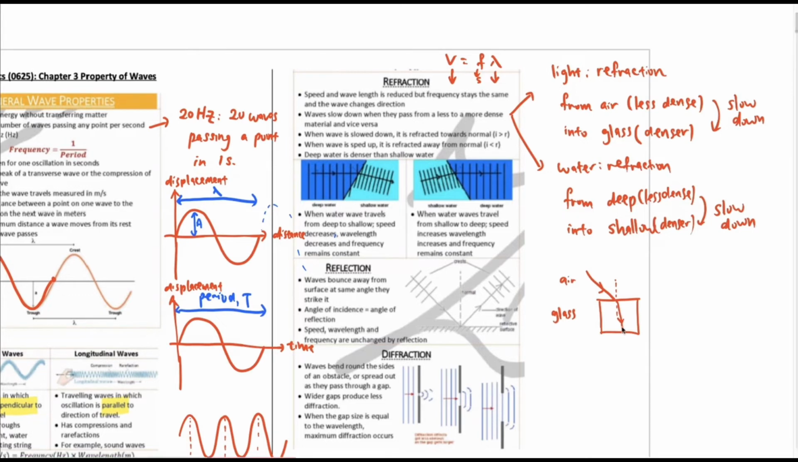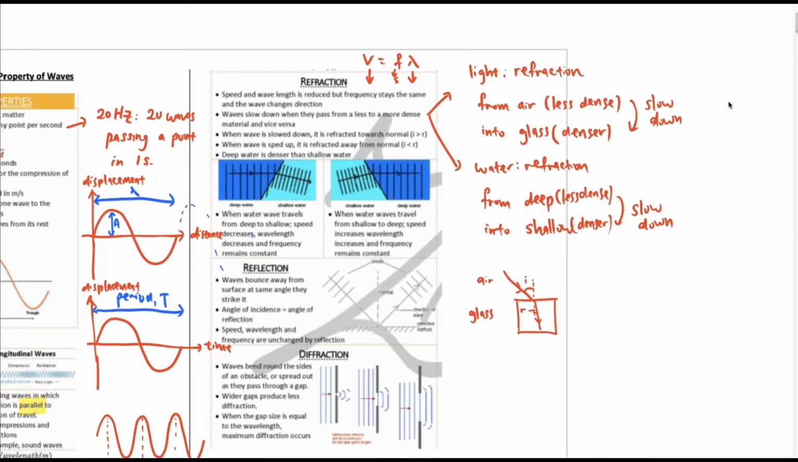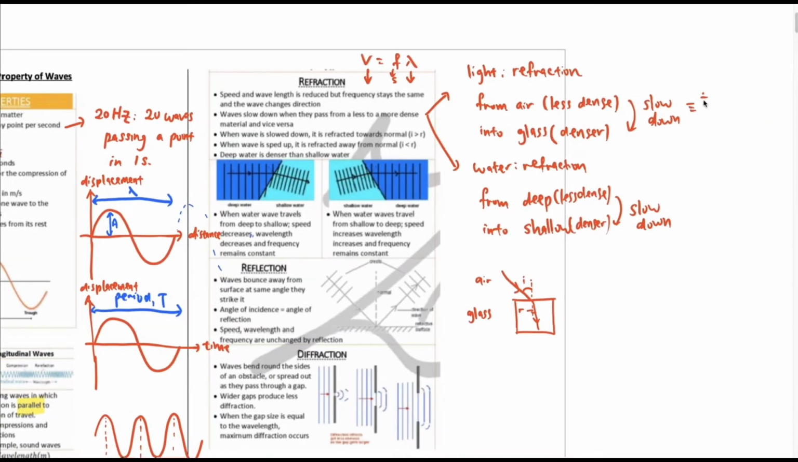So how do we see towards the normal? You can see the angle. So this angle is known as i. This angle is known as r. It's always measured from the normal. So you can see the i is greater, but the r is smaller. Okay, i and r. Okay? So towards the normal happens. Slow down is equivalent to towards the normal.